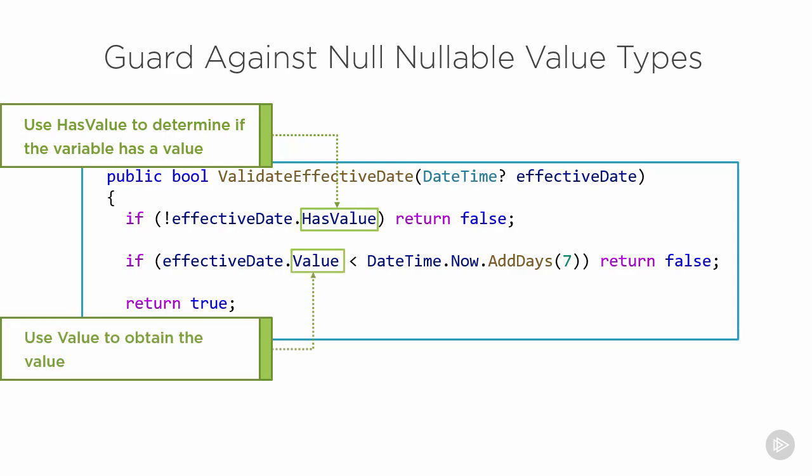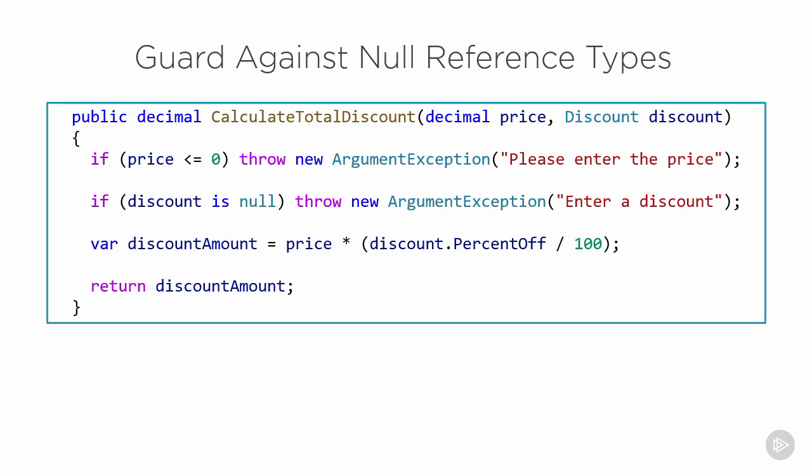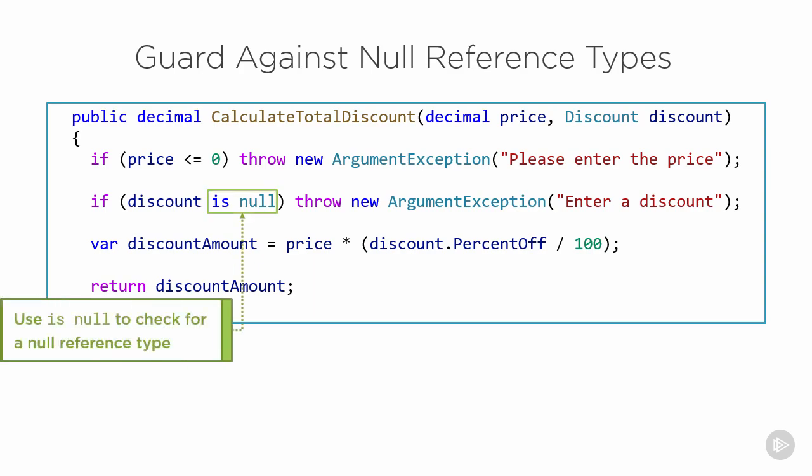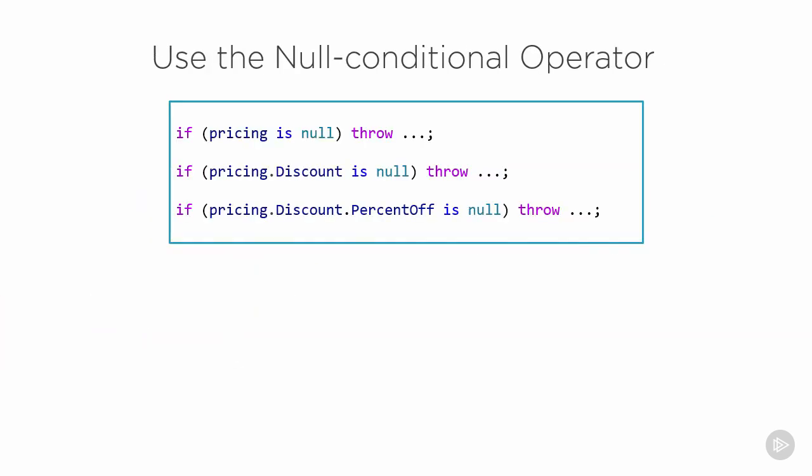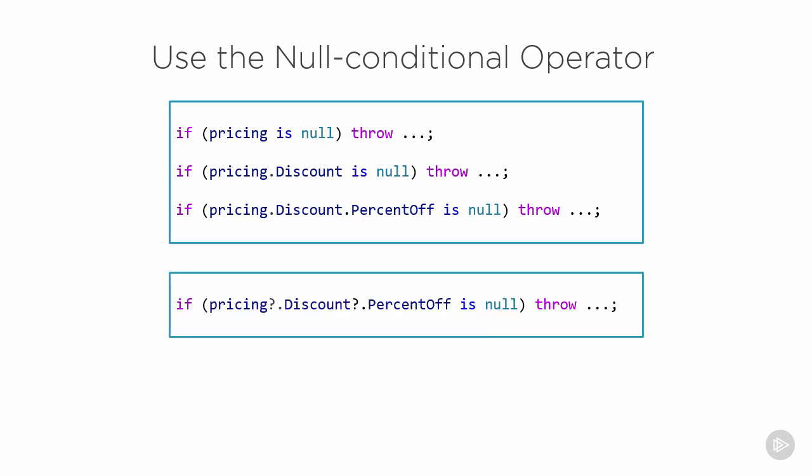In addition to guarding our code from null nullable value types, we should also guard our code from null reference types. Use isNull to check a reference type variable for a null before accessing the variable's properties. When working with a chain of properties, such as pricing.discount.%off, instead of separately checking each step in the chain for null, we can leverage the null conditional operator.